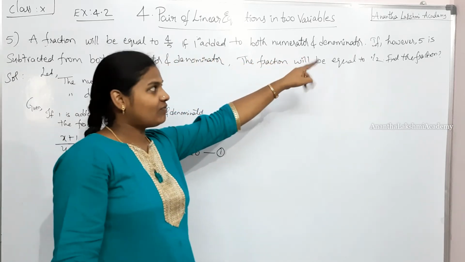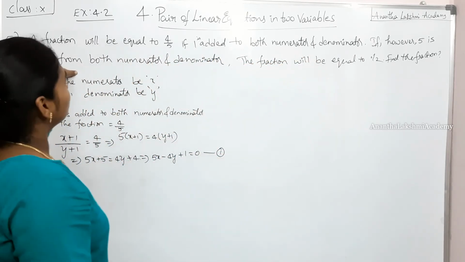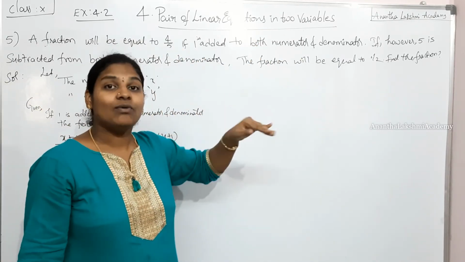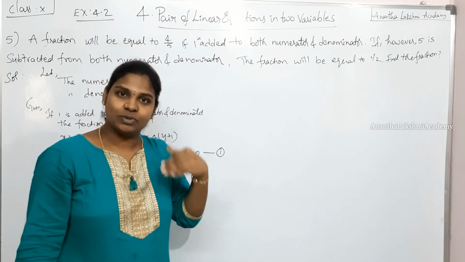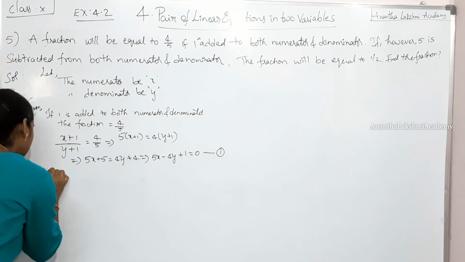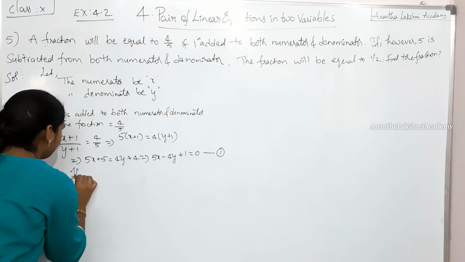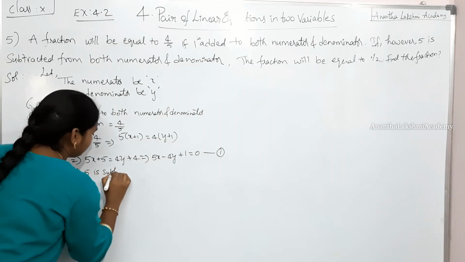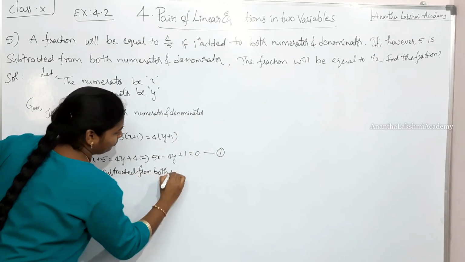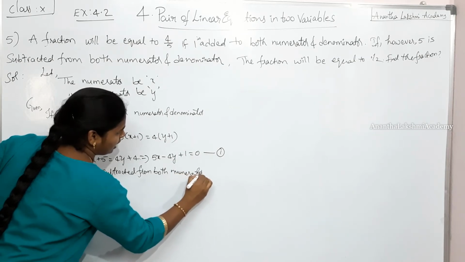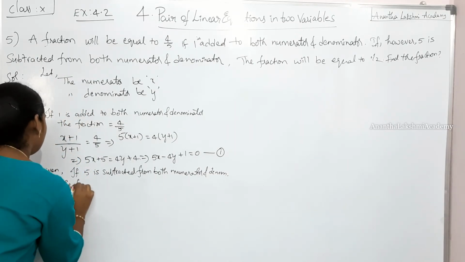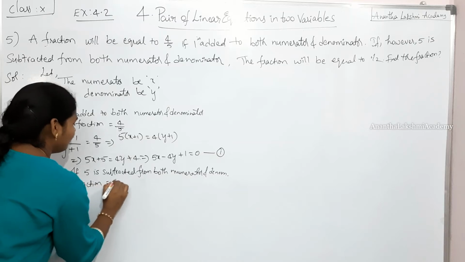Then what is given? If, however, 5 is subtracted from both numerator and denominator, the fraction is equal to 1 by 2. Earlier 1 is added to both. Now what is subtracted? 5 is subtracted from both numerator and denominator. So let's write the same. Similarly given, if 5 is subtracted from both numerator and denominator, the fraction is going to be what? Half. What is half? 1 by 2.